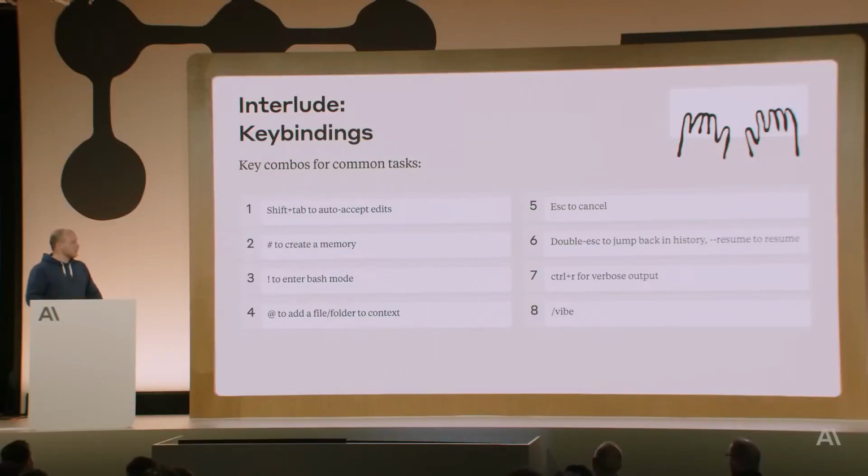Anytime you want Claude to remember something, so for example, if it's not using a tool correctly and you want it to use it correctly from then on, just type the # and then tell it what to remember, and it'll remember it. It'll incorporate it into Claude.md automatically.